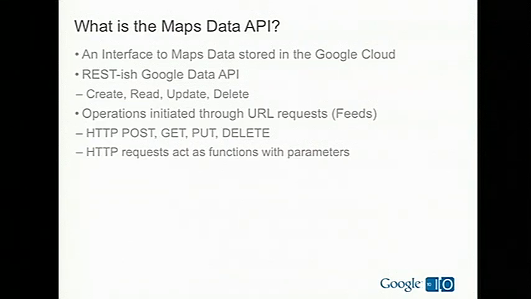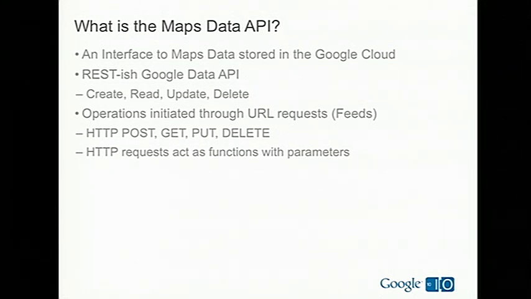So what's the Maps Data API? It's an interface to Maps data stored in the Google Cloud, and it's basically a REST API, which is the Google Data API, which allows you to do basic create, read, update, and delete operations. It does these through HTTP requests. So you can think of URLs as functions with parameters. And in a neat way, create would be a post.